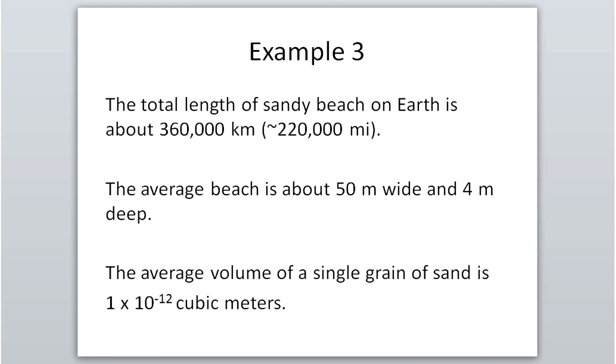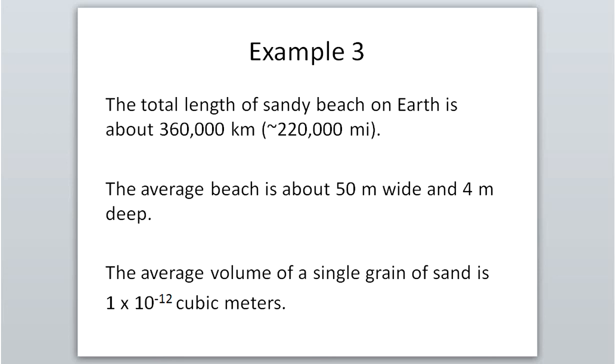So here's one example where we can see how handy it is to have scientific notation. Let's say the total length of all the sandy beaches on Earth is about 360,000 kilometers, which is about 220,000 miles. And so that's the length if we were to stretch all the beaches out in a straight line. And if the average beach is about 50 meters wide and 4 meters deep, we're going to use that fact to figure out how many grains of sand there are.